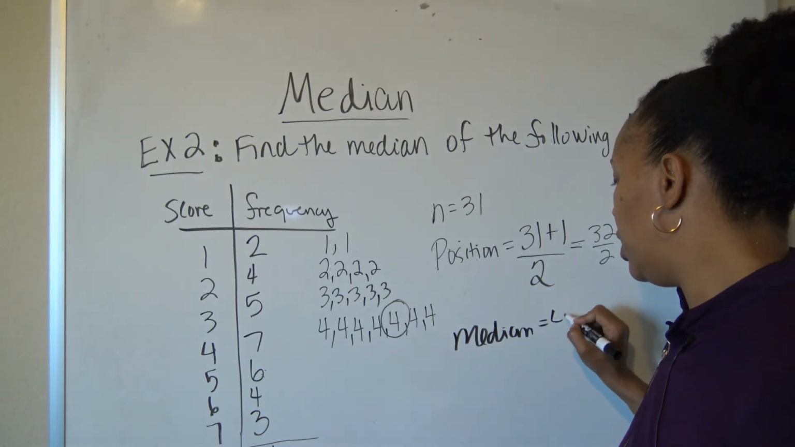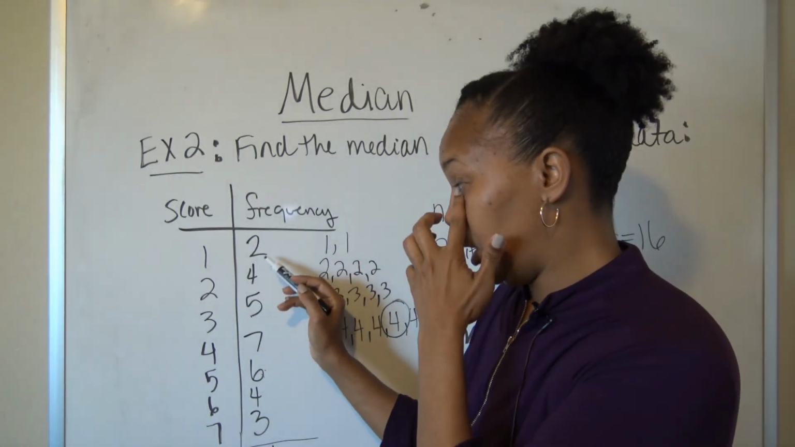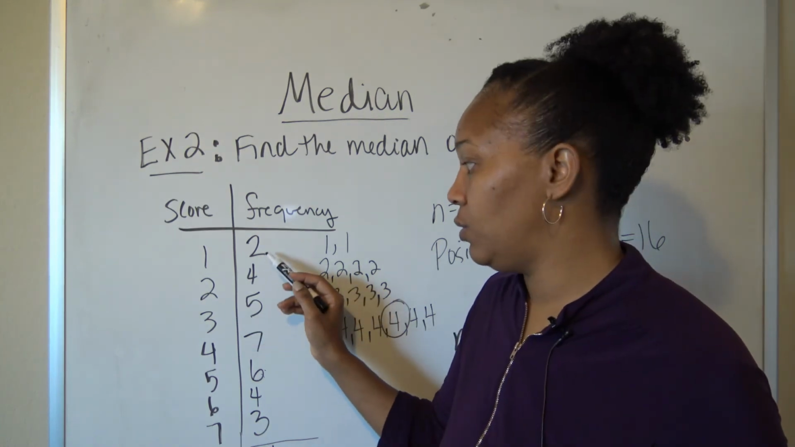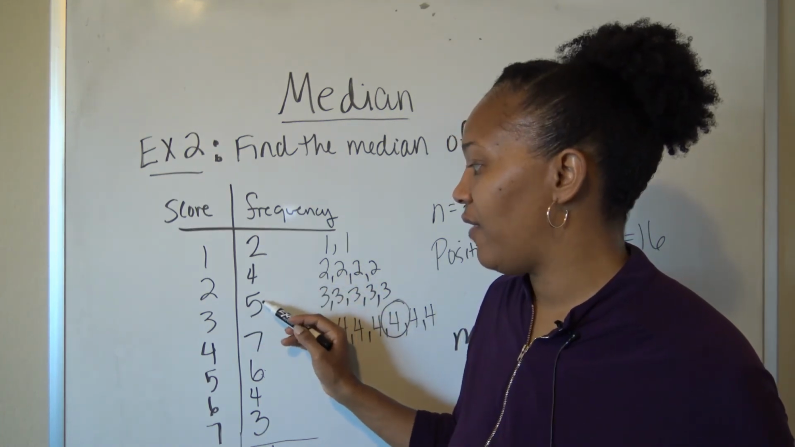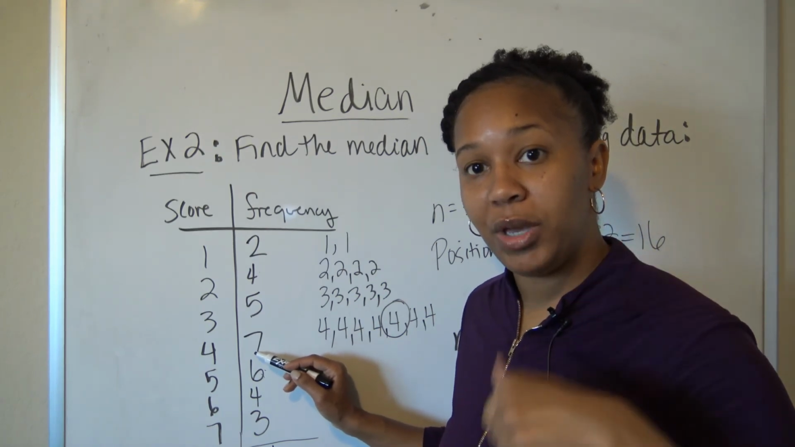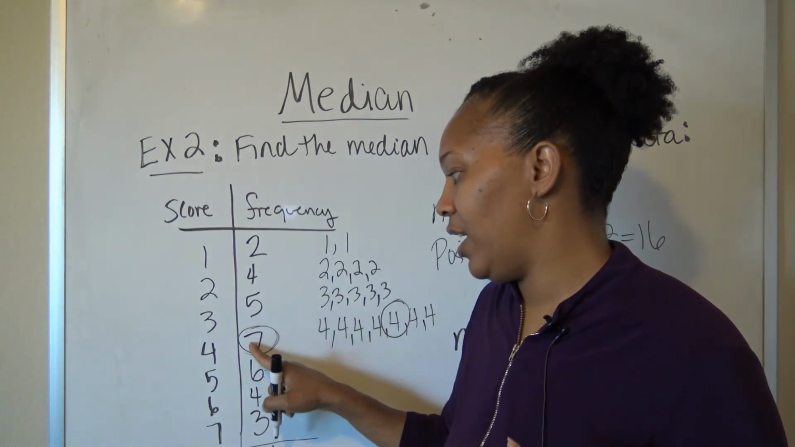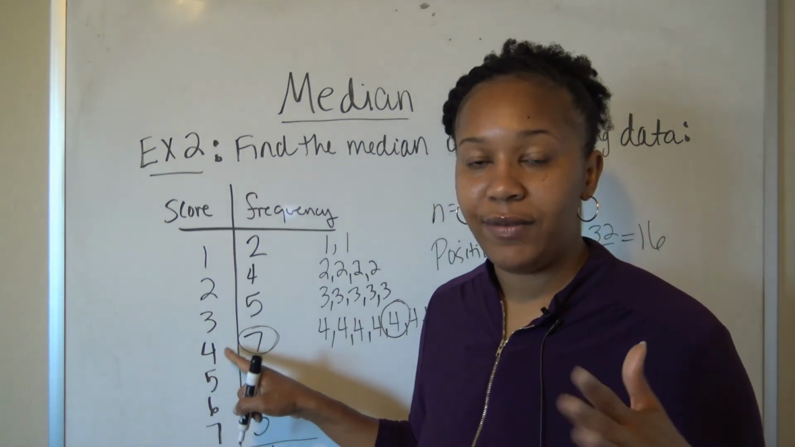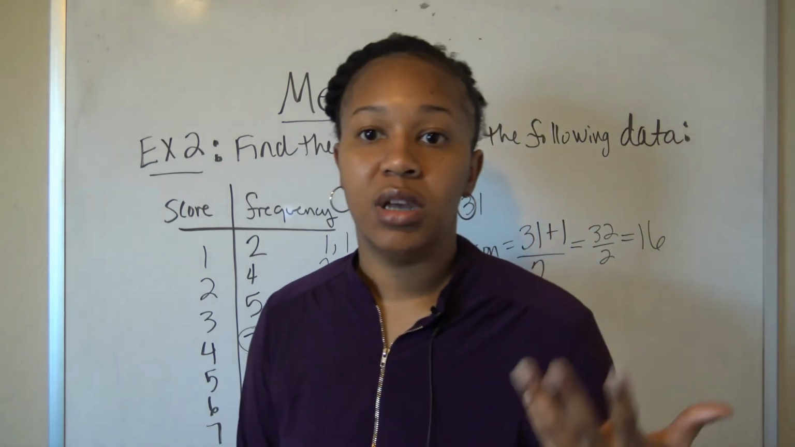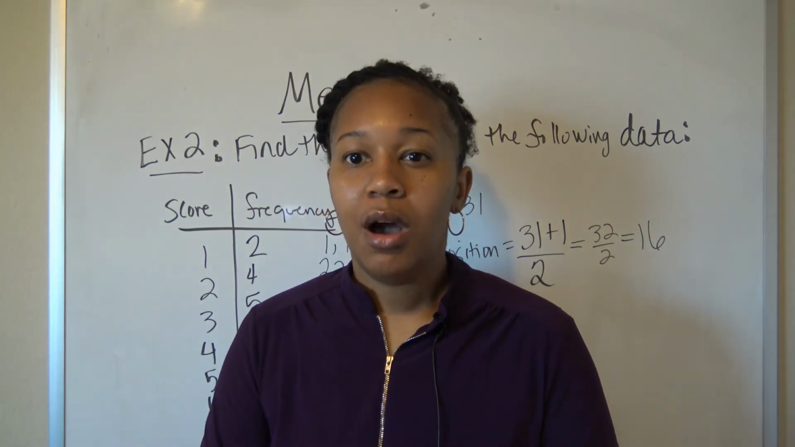All right. So without having to list this out, the way I would do it is I will figure out which of these numbers the 16 would fall into. So 2 and 4 is 6, 6 and 5 is 11, 11 and 7 is 18. And since 18 is bigger than 16, that means the 16 will fall in this category, and that is the category that has 7 4s. So my middle number is one of those 4s. So the median will be 4. All right. Hopefully that makes sense.